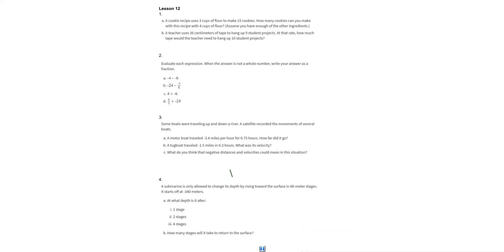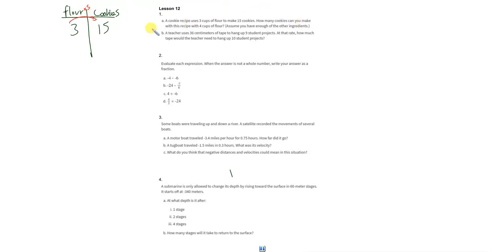Number 1, a cookie recipe. 3 cups of flour to make 15 cookies. That sounds to me like a proportional relationship. We've got flour on one side, and how many cookies you'd be making on the other side. So when I have 3 cups of flour, I can make 15 cookies, which gives me a constant of proportionality of times 5. Multiply by 5 to get there.